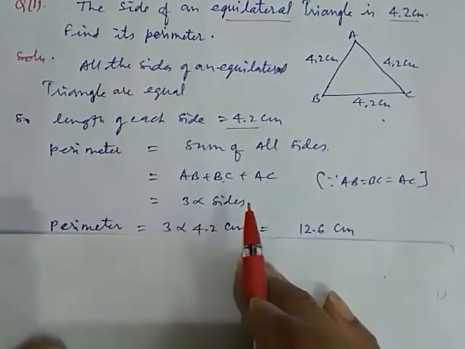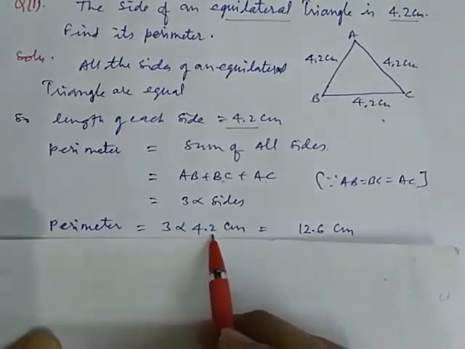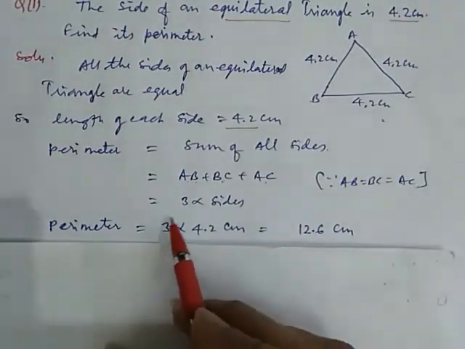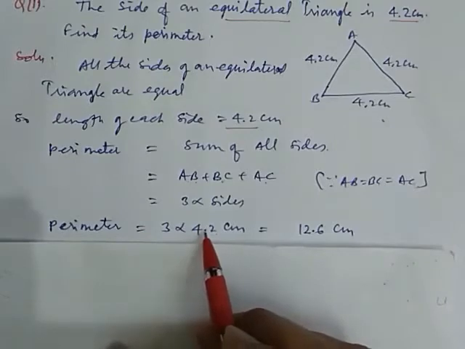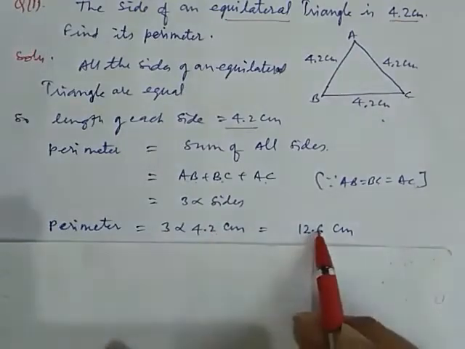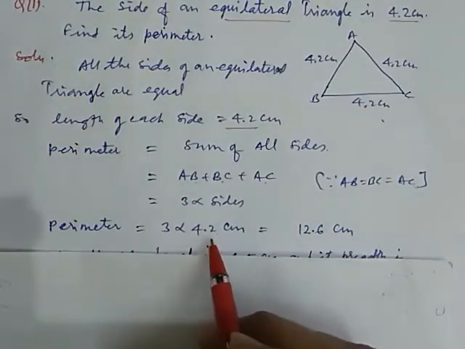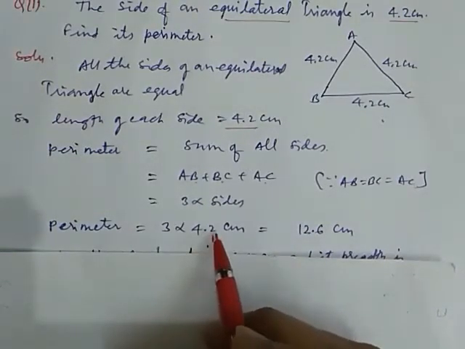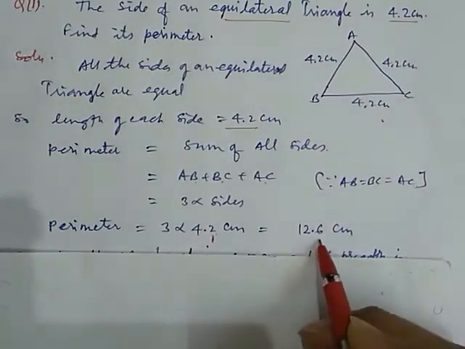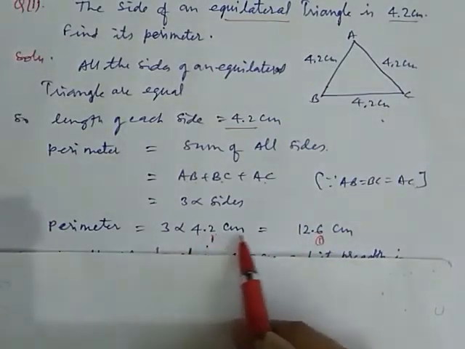Now we perform this multiplication. Here 3 and the side is 4.2. 3 into 4.2. How do we perform this? First we multiply them ignoring the decimal. When we multiply 42 by 3, 3 2s are 6, 3 4s are 12, 126. Now we count the digits after the decimal. Here there is one digit after the decimal, so we put the decimal after one digit. So this can be performed directly.